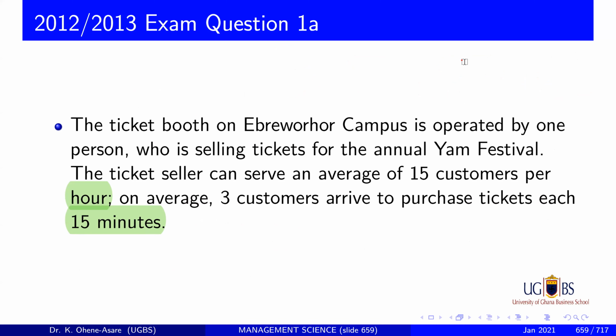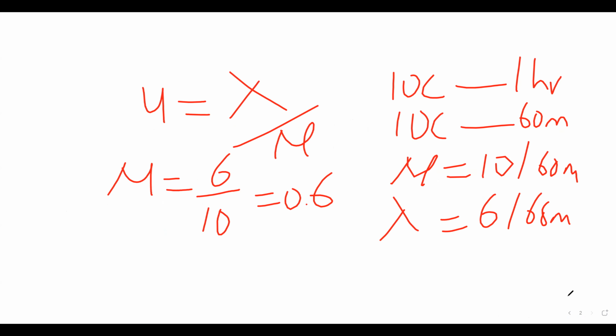Okay. So if you are serving 15 customers per hour, and this guy is receiving 3 customers arriving to buy tickets every 15 minutes. So 15 customers are being served an hour. Now there are 2 possibilities. You can convert everything to an hour or convert everything to minutes. My advice is to convert everything to minutes or convert everything to an hour, depending on which one you like. Okay. So let's try and do that.